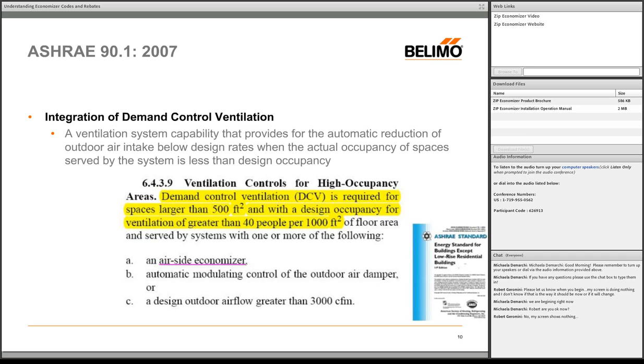Demand control ventilation was the first time this was integrated. It's a ventilation system capability that provides for automatic reduction of outdoor air intake below the design rates when the actual occupancy of spaces served by the system is less than the design occupancy. What this entails is CO2, as shown in section 6.4.3. Demand control ventilation is required for spaces larger than 500 square feet, and more importantly, with a design occupancy for ventilation of greater than 40 people per 1,000 square feet.